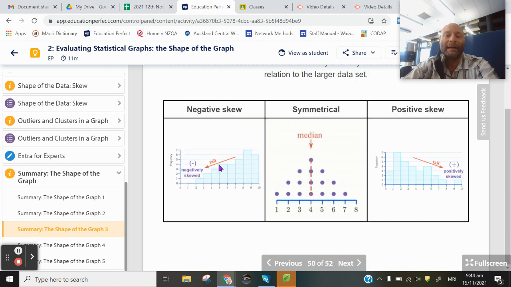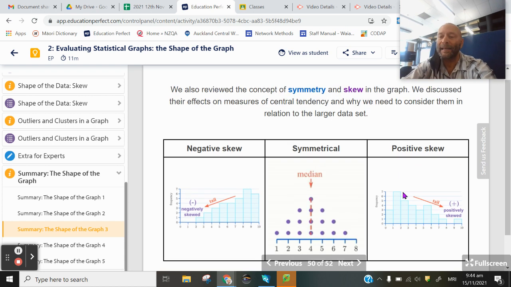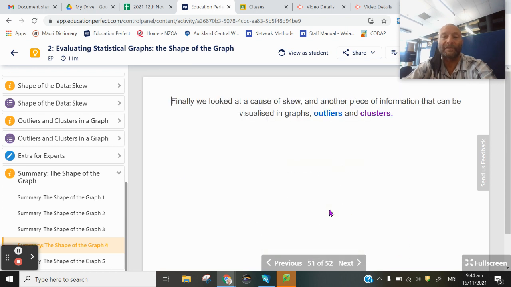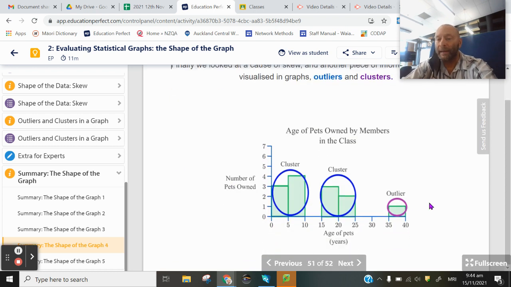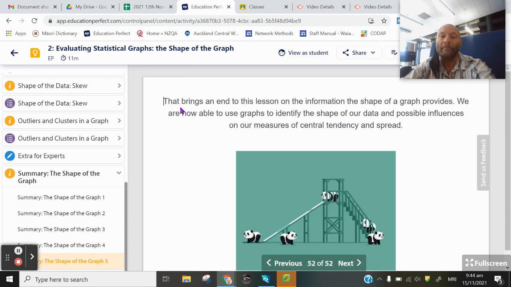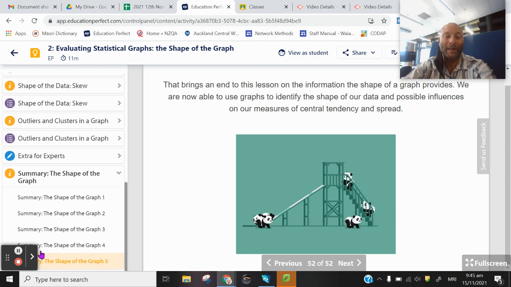We talked about a tail going to the left being negative skew. When both sides of the graph look roughly the same, like a peak mountain, that's a symmetrical data set. And if the data tails off to the right, that is positive skew. We talked about outliers and clusters. And that brings us to the end of this lesson on the information the shape of a graph provides. We're now able to use graphs to identify the shape of our data and possible influences on our measures of central tendency and spread. Thanks for watching.